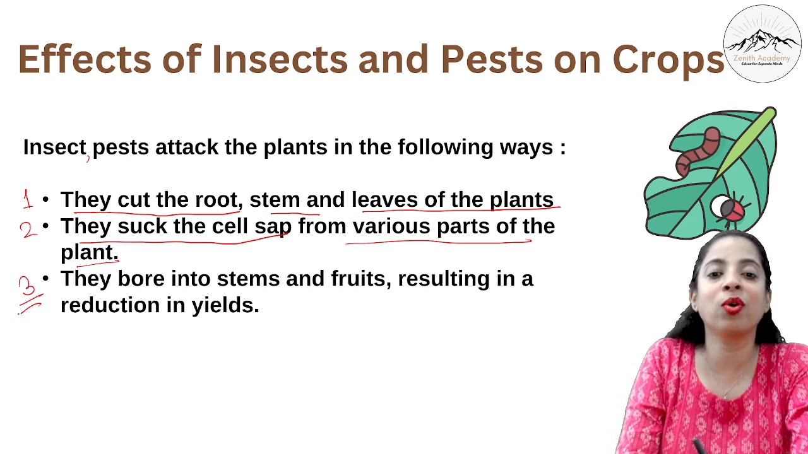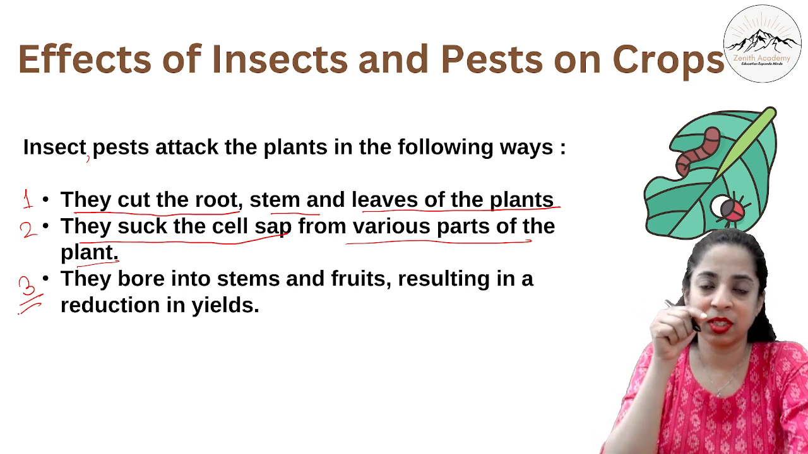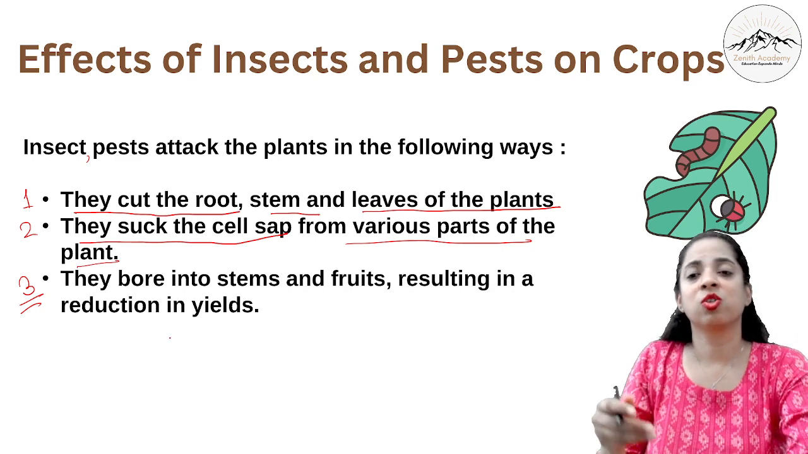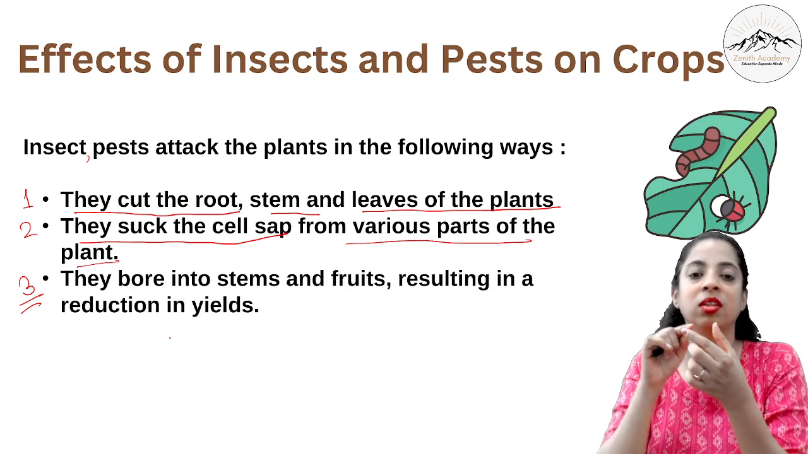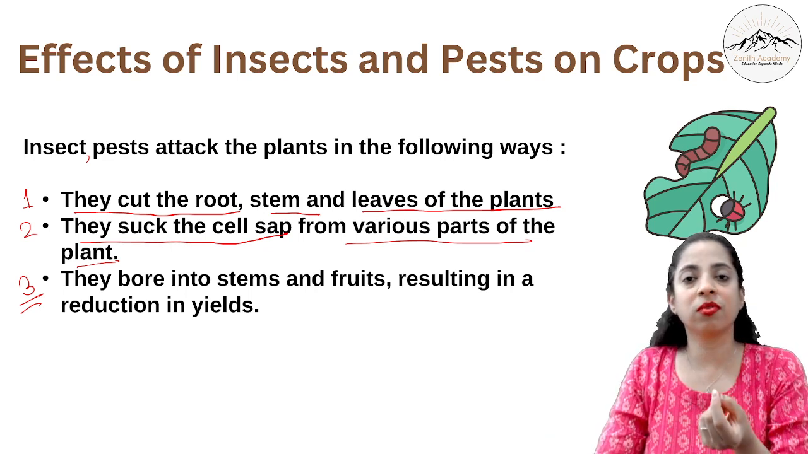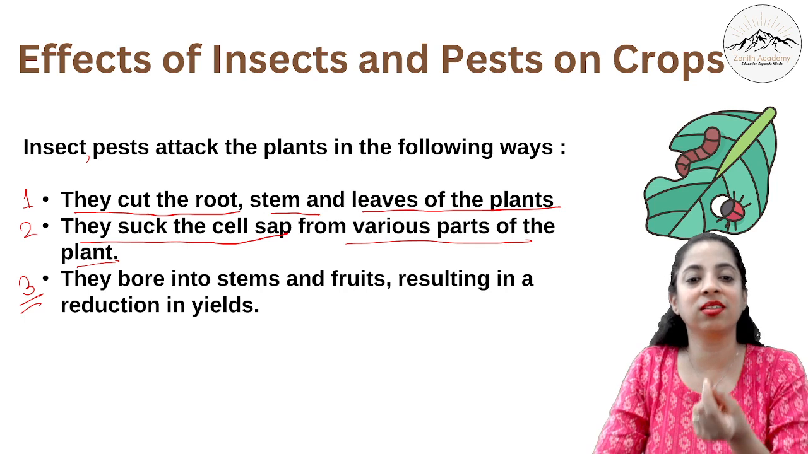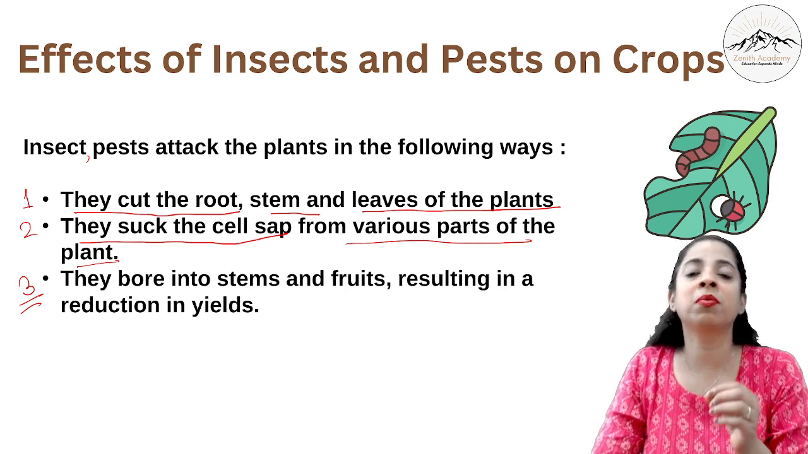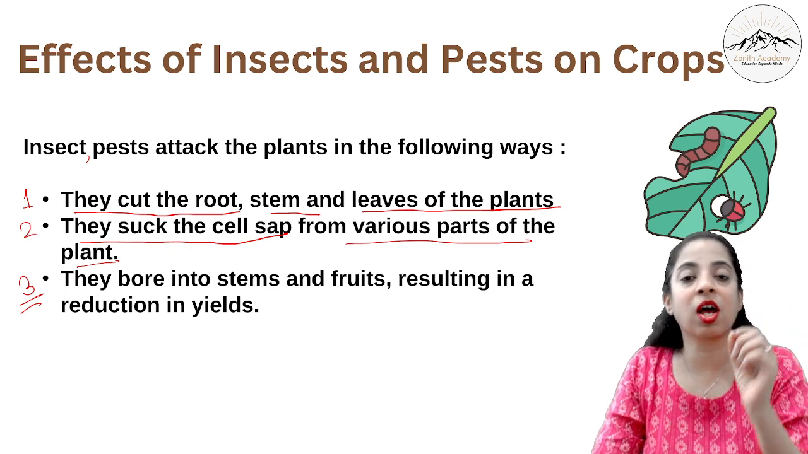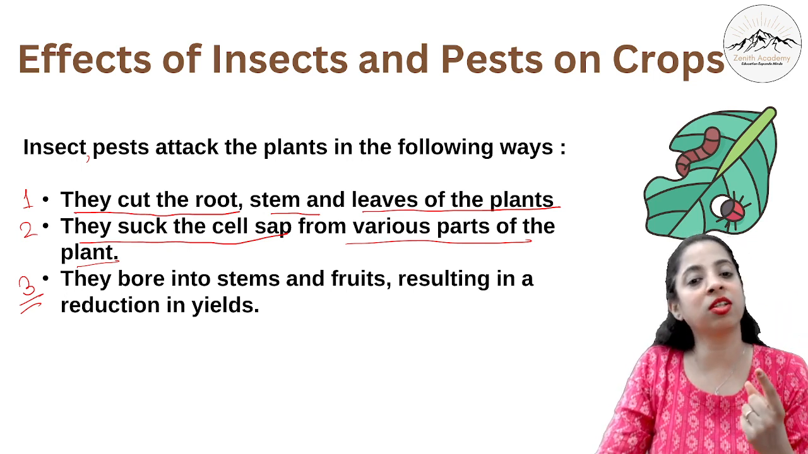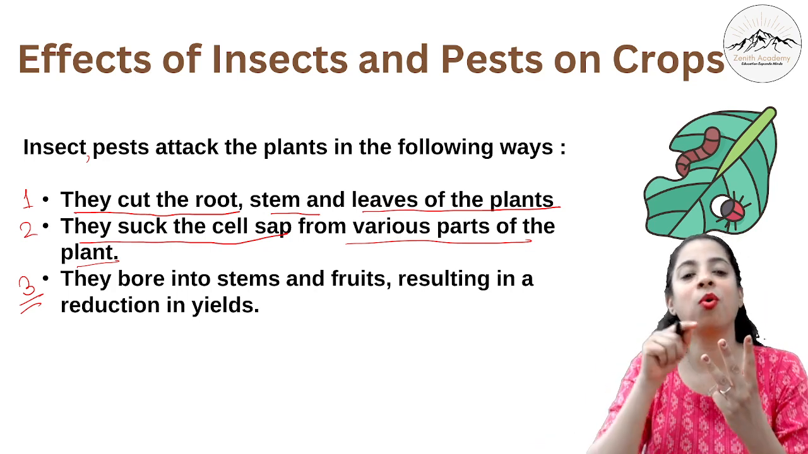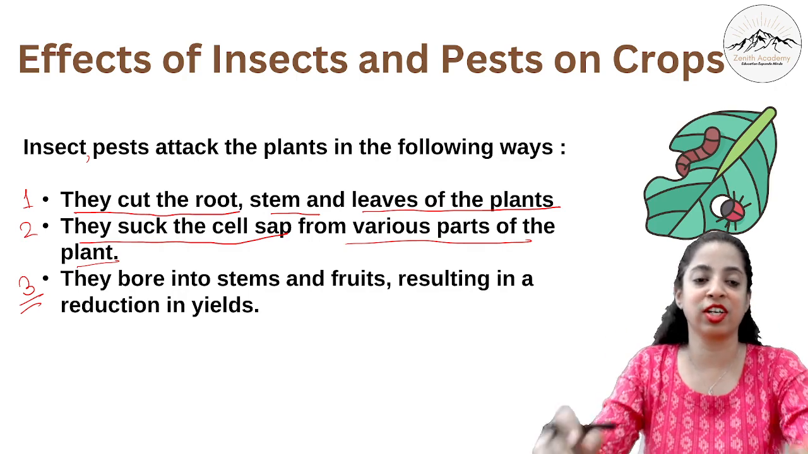Third, they bore into the stems. They make a hole and go inside, resulting in reduction in yields. Suppose they bore into the wheat fruit. So we will not be taking that, right? The yield will decrease. The farmer will not be able to sell that particular wheat or that particular crop in which there are holes. So first they cut the root, stem and leaves of the plant. Second, they suck the cell sap. Third, they bore into the stems and fruits, resulting in reduction in yields.